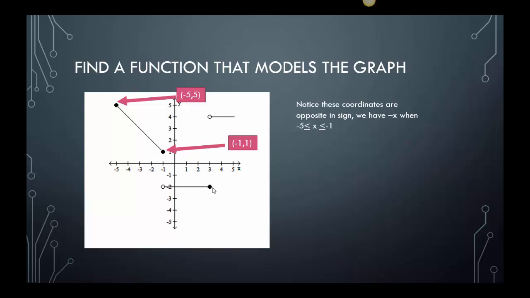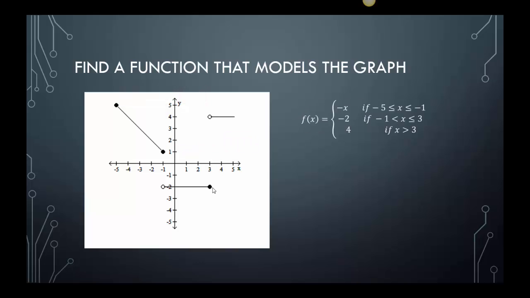So I see that -5 gives me 5, -1 gives me 1, and those two numbers are almost the same. Right? The difference is a sign. So what I have is whatever I put in, I just make it the opposite. So I'm thinking of that as -x, and that happens from -5 up to -1. So let's grab those 3 things and put them back together.